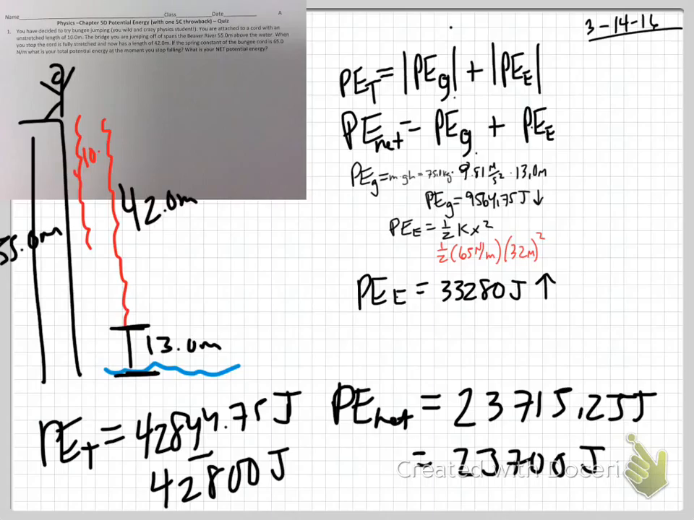So obviously a lot more total than net. For net, you would also want to indicate in which direction this energy would cause the object to do work, and it's upward. There was a lot more elastic potential energy there than there was gravitational.